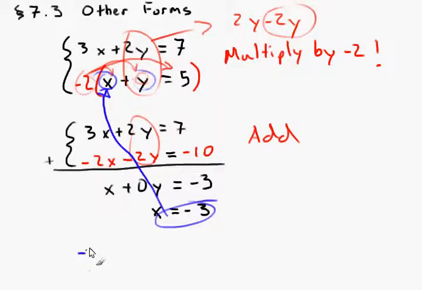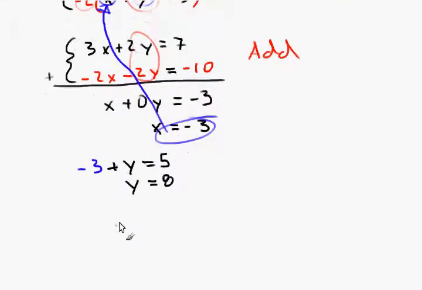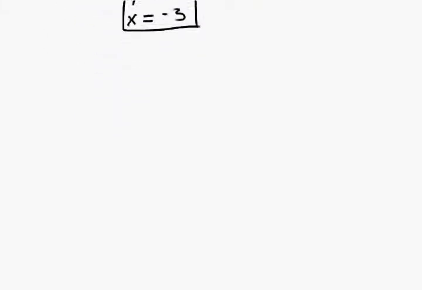So we'll have minus 3 plus y is equal to 5. Add 3 to both sides. y is 8. And remember, x was a negative 3. So we've got our solution. Cool. Next system.